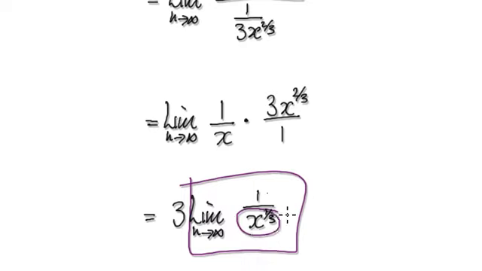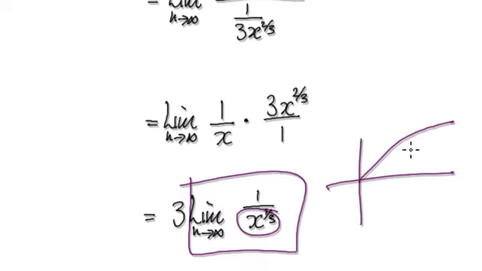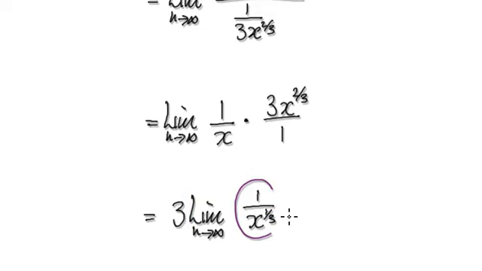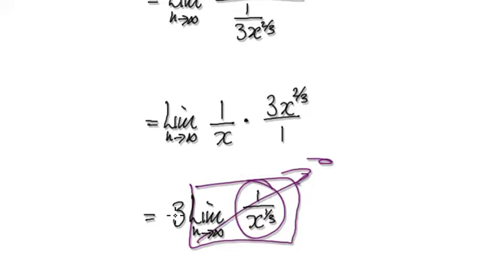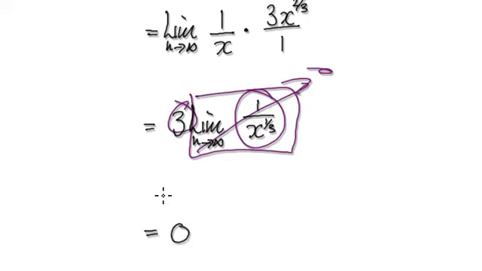So remember, cube root of x keeps on climbing. So you've got 1 divided by something that keeps on climbing. So this is going to head towards 0. So this whole thing here will head towards 0. 0 times 3 is going to be 0. So the limit will be 0.